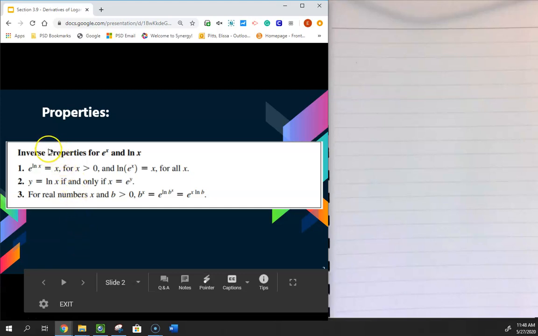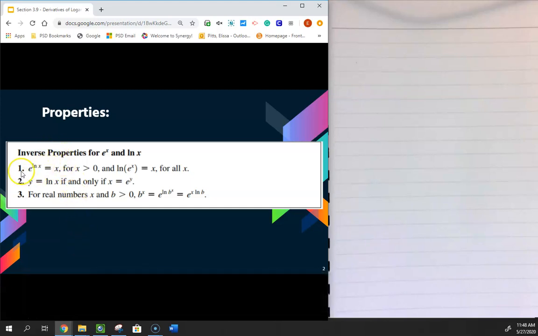Some properties that we're going to use throughout this section are that e to the natural log of x is equal to x. E and the natural log are inverse functions of each other, and so they undo each other when applied to x. E to the natural log of x equals x for x greater than 0, since natural log is only defined for values of x greater than 0, and vice versa, natural log of e to the x is equal to x because those functions are inverses of each other.